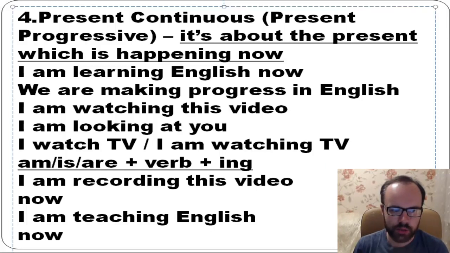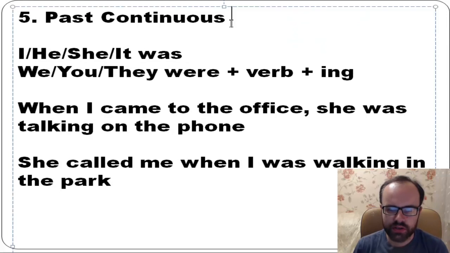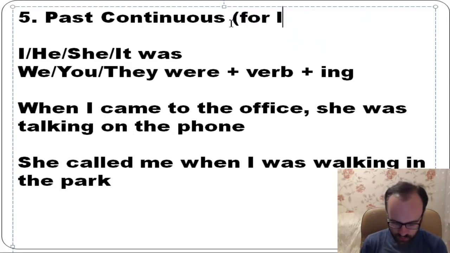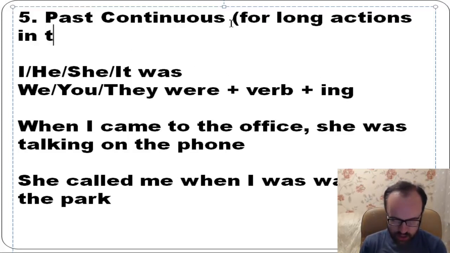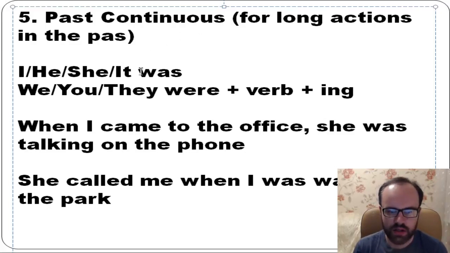Well, so next. Past continuous, it's for long actions in the past. Yeah, and how do we form this tense? So, was, were, plus verb, plus ing. I, he, she, it was, plus verb, plus ing. We, you, they, were, plus verb, plus ing.